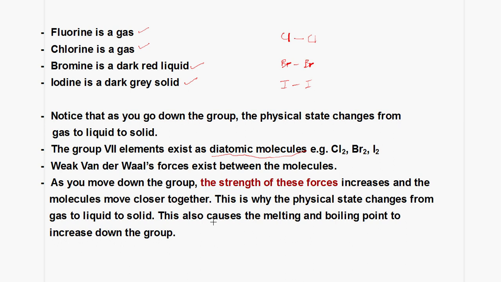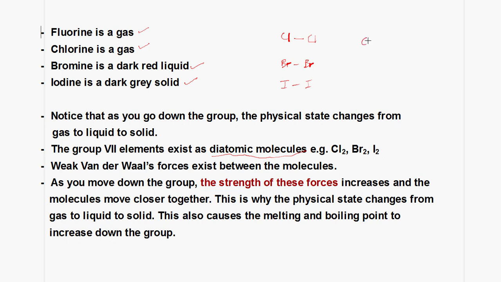So let me just recap. The group 7 elements, they exist as diatomic molecules. Because they exist as molecules, we have weak intermolecular forces between them, and these forces are called van der Waals forces. As we move down the group, the strength of the forces increases and brings the molecules closer together. And that is why we have a change in physical state as you go down the group. And that is why the melting point and boiling point increases down the group.